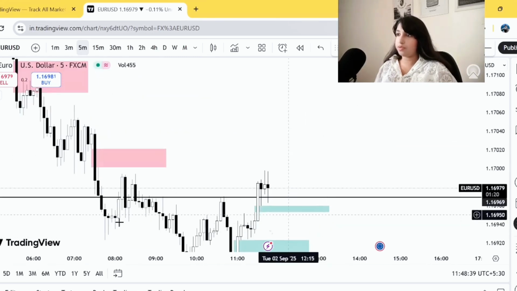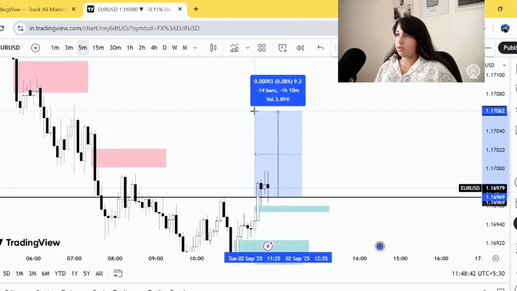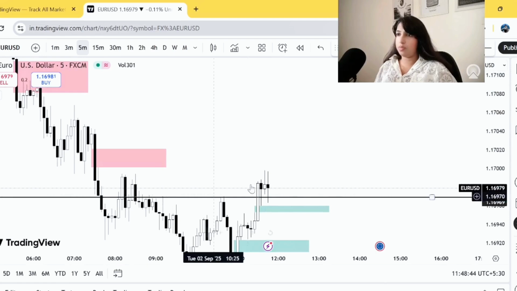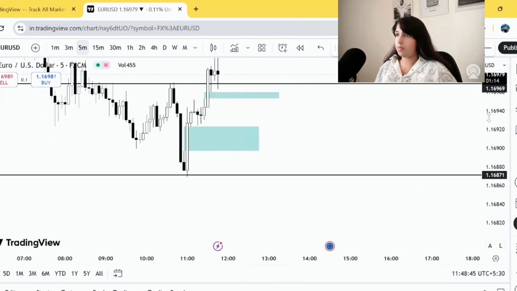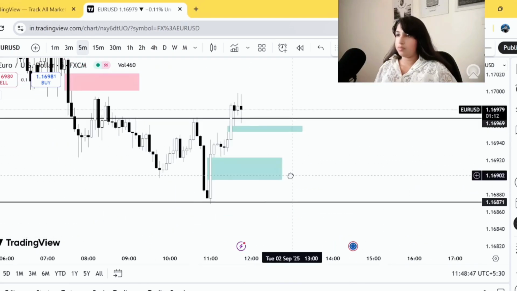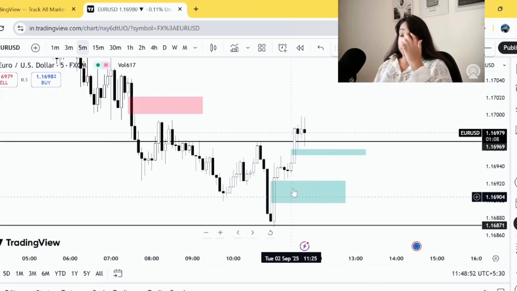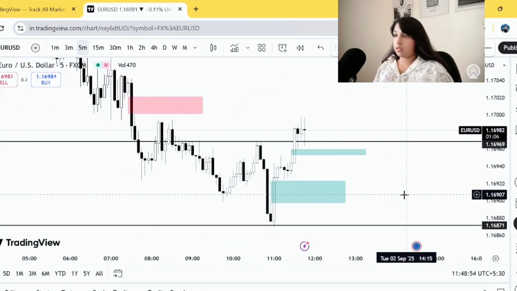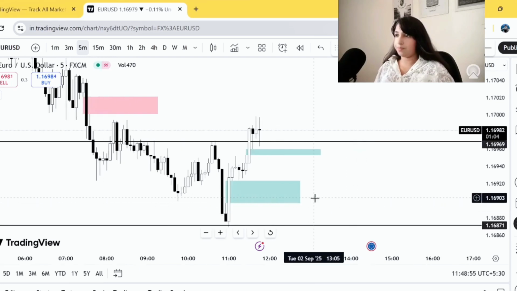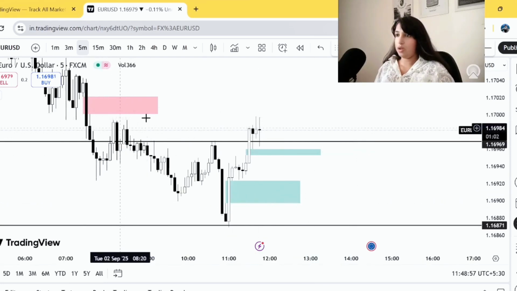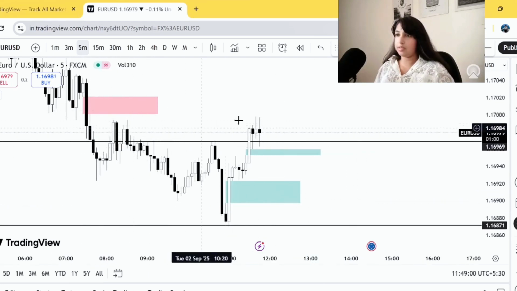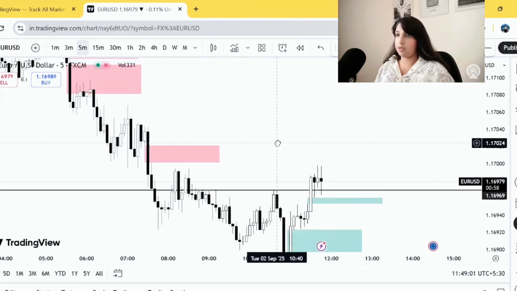If we give this, yep, it would be good, not that bad. So the liquidity of this has been taken. Liquidity of these highs has been taken.